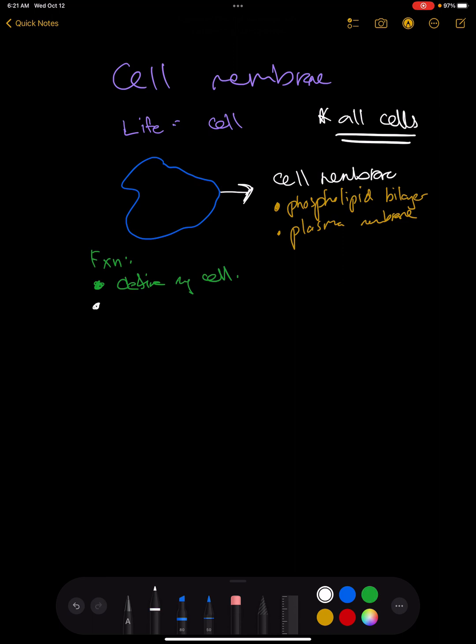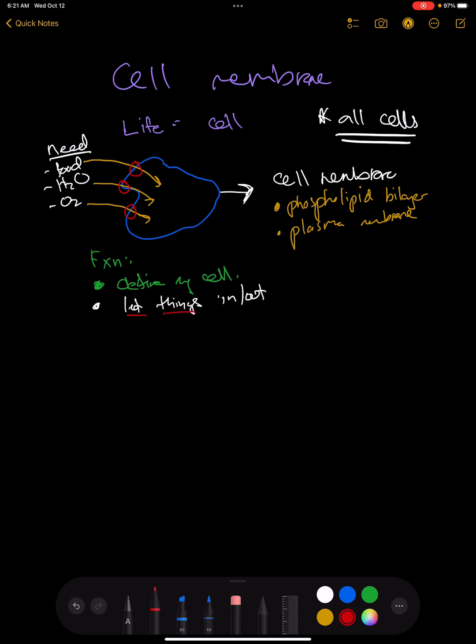The next function he does is he's going to let things in and out. Because remember, this over here, this is my cell. So he has needs. Like he needs food, he needs water, maybe this guy needs oxygen. And if food has to go in my cell, water has to go in my cell, oxygen has to go in my cell, you'll notice all of them have to cross that cell membrane to get inside. So he has to let things in and out.